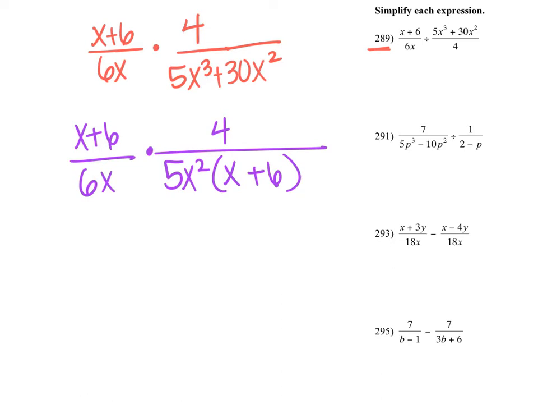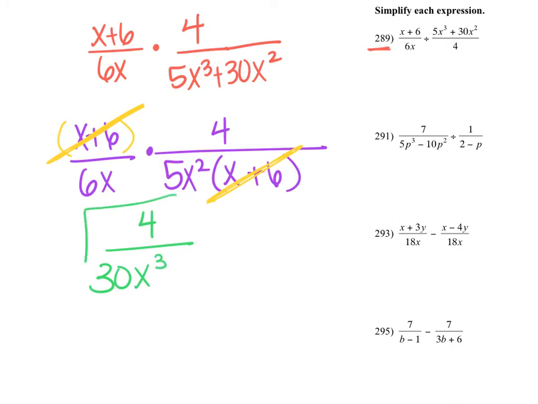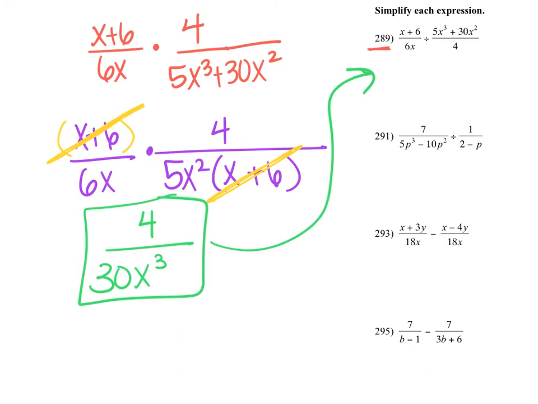So the good thing is that, oh my gosh, I have an x plus 6 and an x plus 6, and I can actually cancel those out. So now that I know that, on my top, my numerator, I have just 4. On my denominator, I have 30x cubed, and I am done. So this would be my answer for 289.